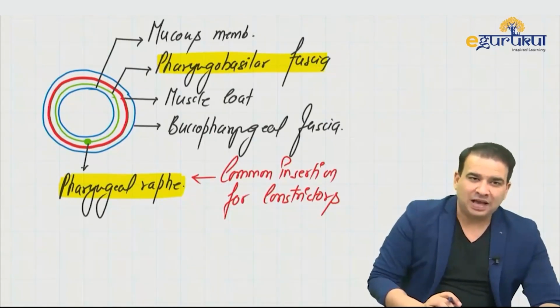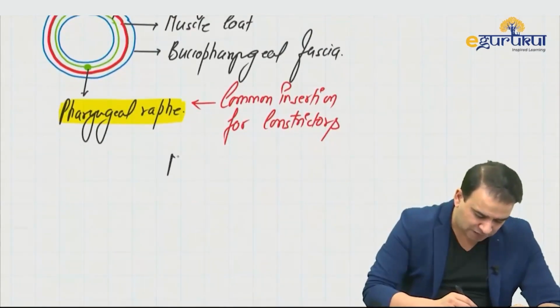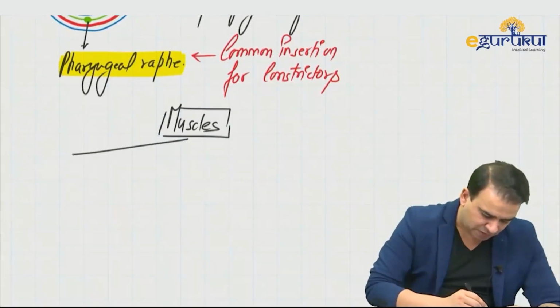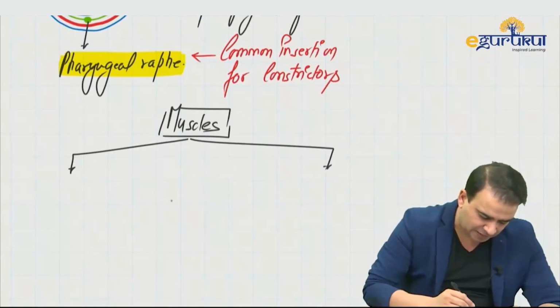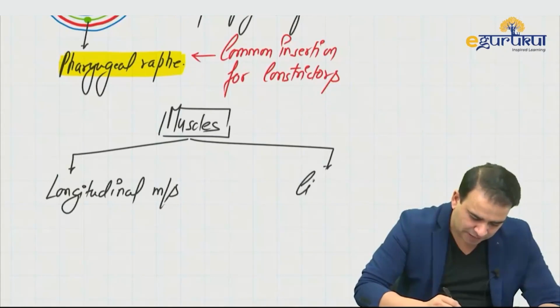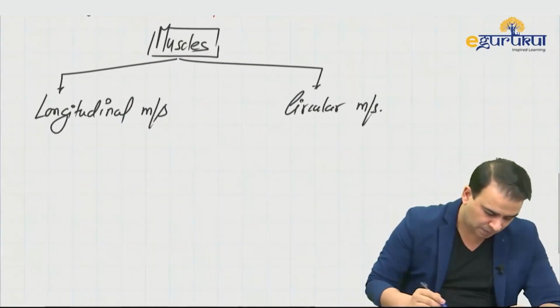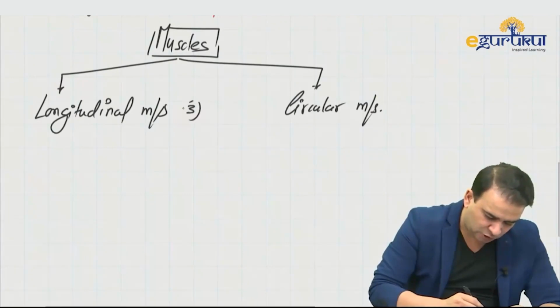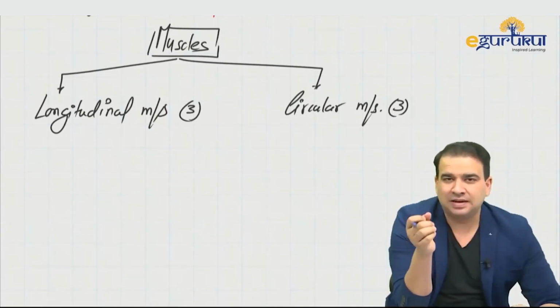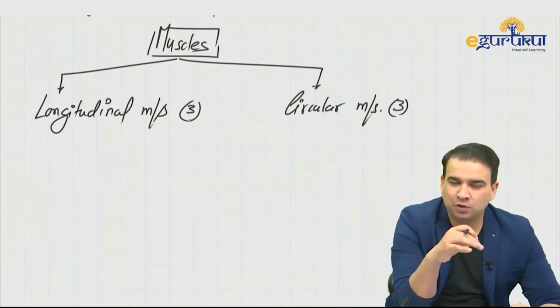What about the muscle coat? We said we have a very thick muscle coat. So there are 2 types of muscle that we have in the pharynx: the longitudinal muscles and the circular muscles. We have 3 longitudinal muscles and 3 circular muscles. Now, if I may ask you guys, which one is outer, which one is inner? I mean, do we have an inner longitudinal or inner circular muscle?